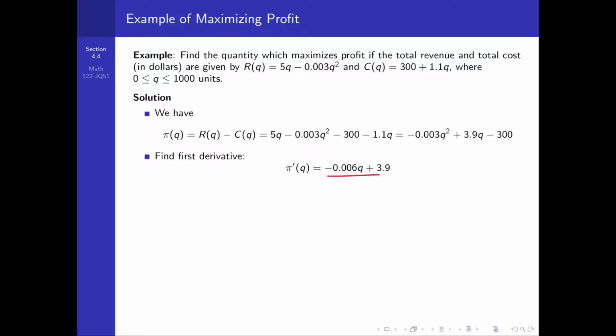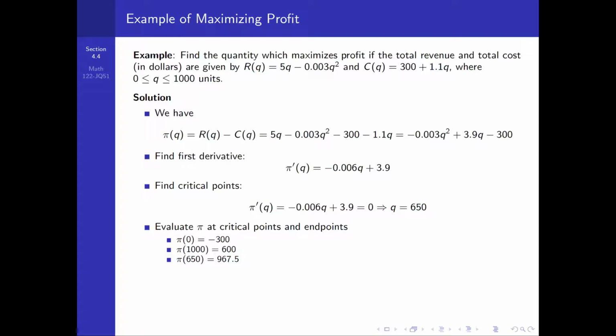0.006q plus 3.9. And now to find the critical points, we take that first derivative and we set it equal to 0. So negative 0.006q plus 3.9 is equal to 0. And now I'm going to solve for q, and I end up with exactly one critical point at q equals 650.